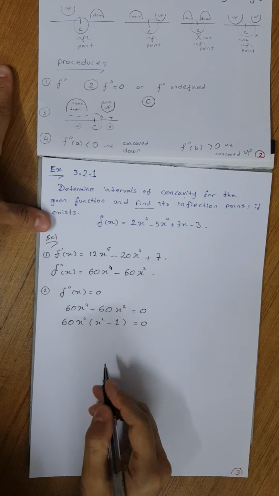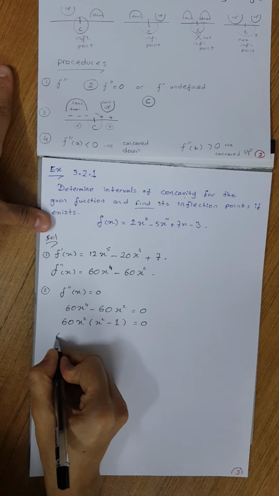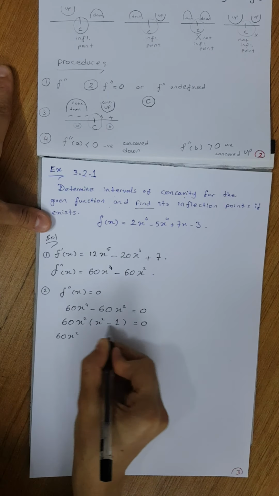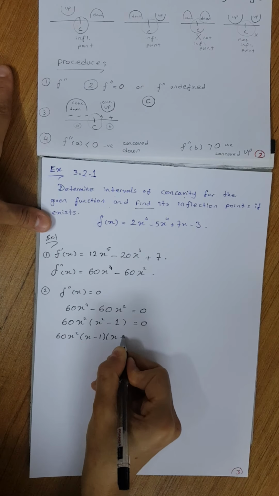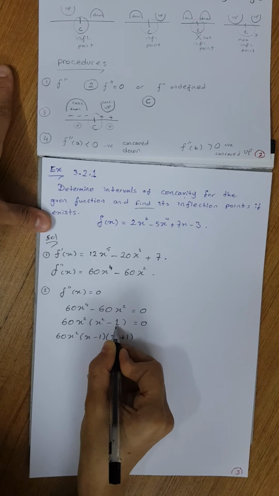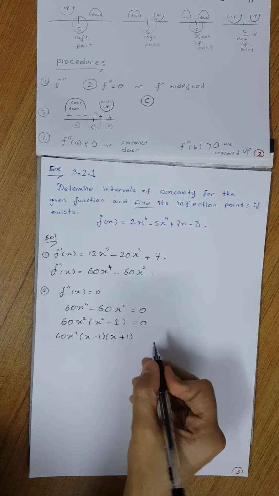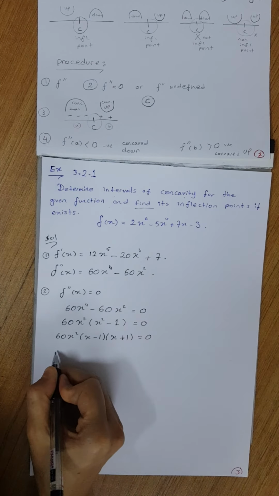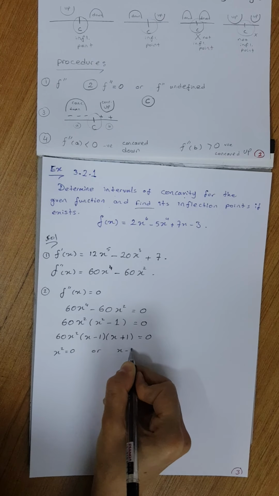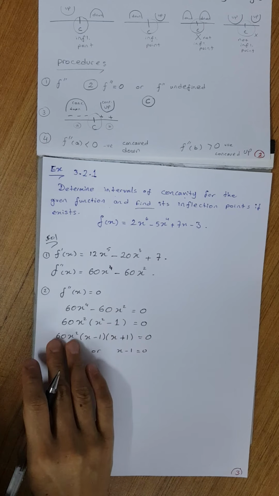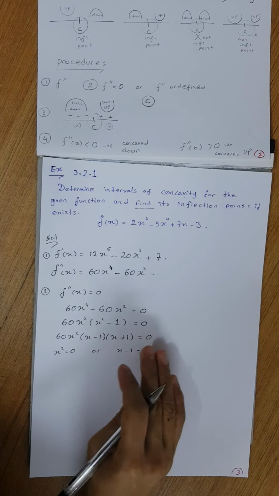Okay, now what do I have? Of course, I'm solving this one, 60x squared. This one, I'm opening the bracket, expanding it. You know that x squared minus 1 is changed to x minus 1, x plus 1, that's equal to 0. So x squared is equal to 0, or x minus 1 is equal to 0. As you know, I have got this one multiplied to this equal to 0.